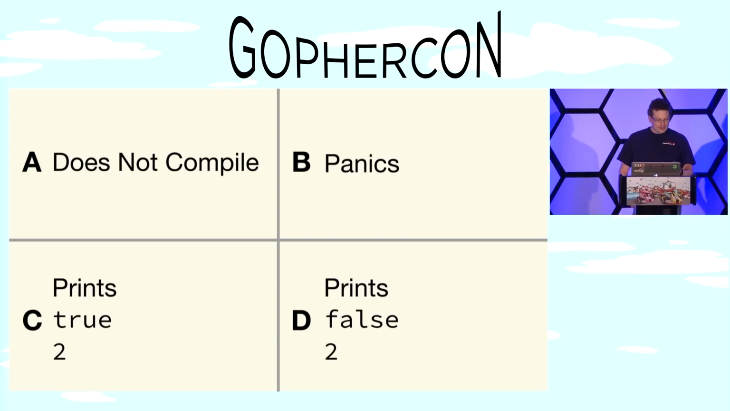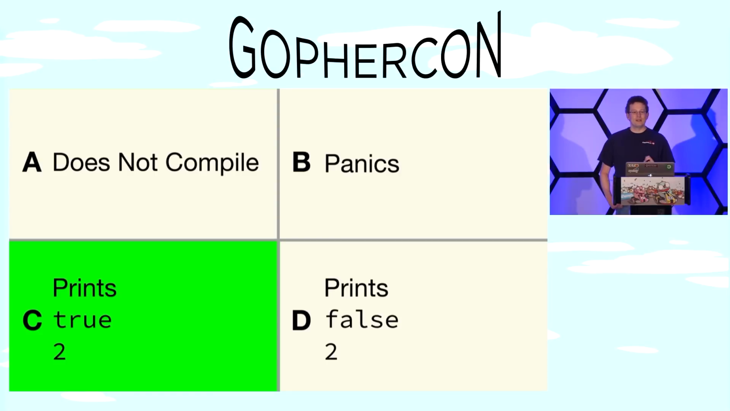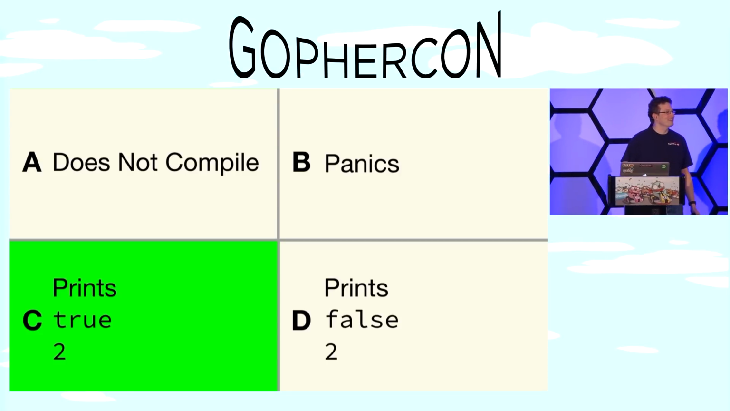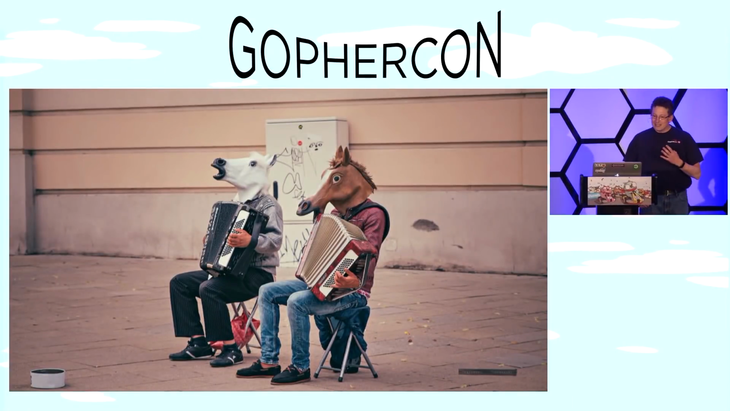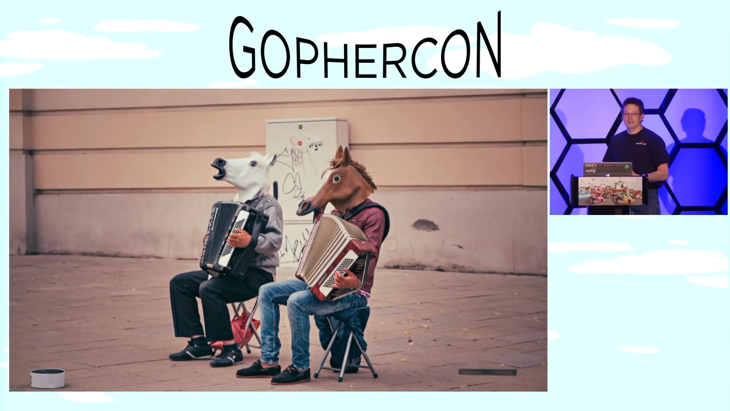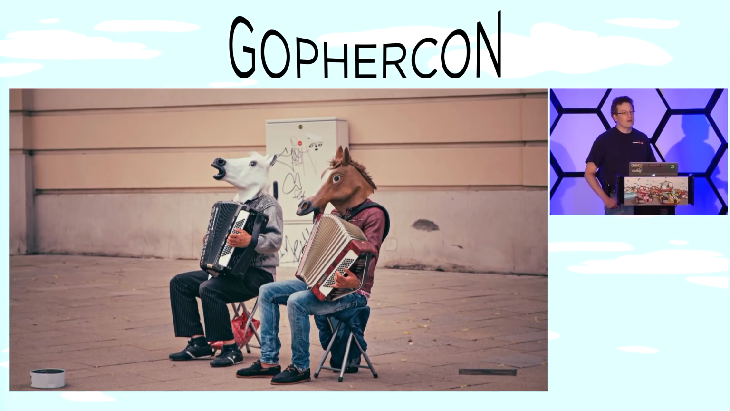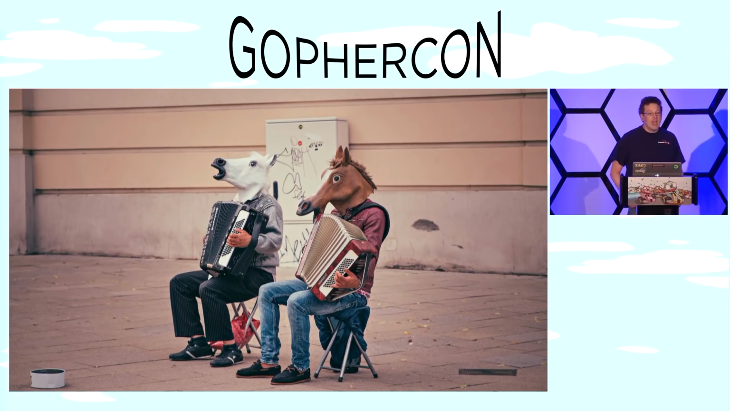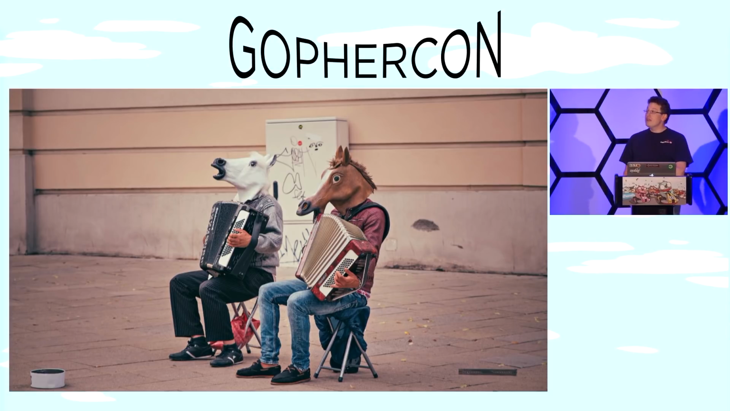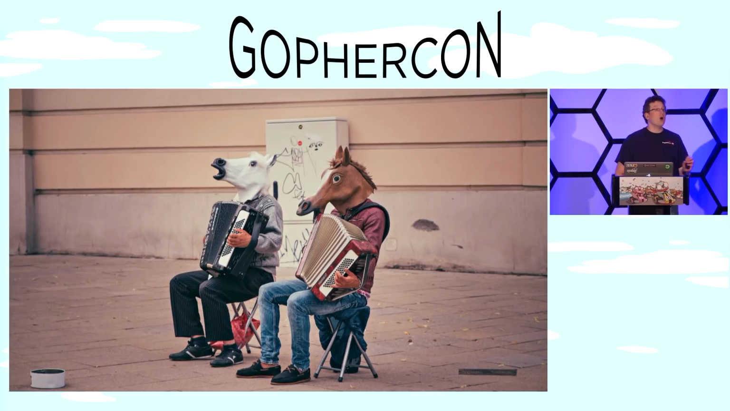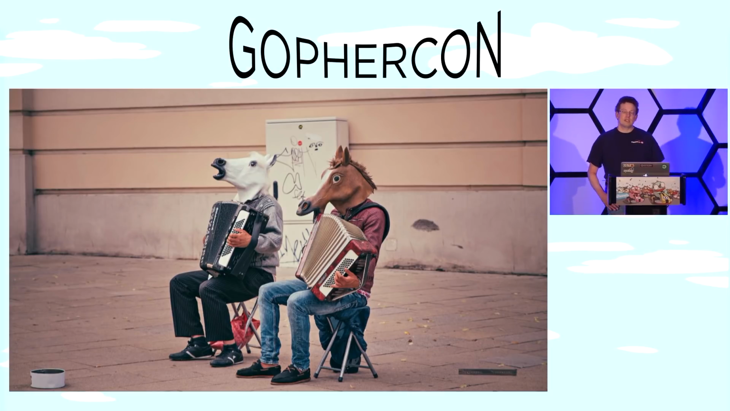All right, the correct answer is C. It prints out true and 2. So we have a variable that's nil, but we can still call methods on it. What? So this is one of the more interesting things about nil in Go. I don't know of any other language that lets you do this. If you have a pointer receiver, a method defined on a pointer to a type, and you invoke the method, as long as the method doesn't assume that there's a non-nil value for the receiver, the method call will work. And this is kind of neat because it lets you write certain algorithms in a much simpler way.